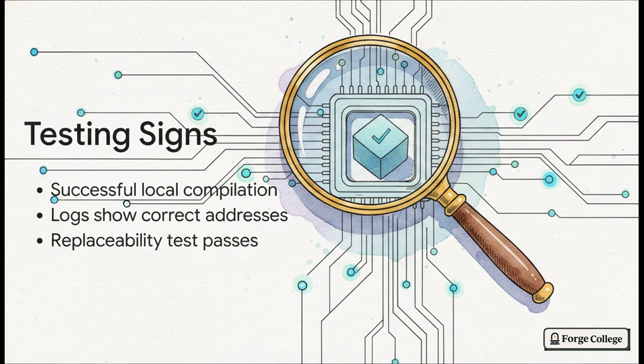This proves your syntax is valid and your interface types align perfectly. Second, your deploy log should clearly spit out both the consumer and service addresses, along with a successful non-zero read value. And third, the holy grail, the replaceability test. If you deploy an alternate service implementation, let's just call it Service v2, and pass its new address to a new consumer, it should work perfectly without a single modification to the consumer's original source code. If you see that happen, congratulations, you've achieved true modularity.